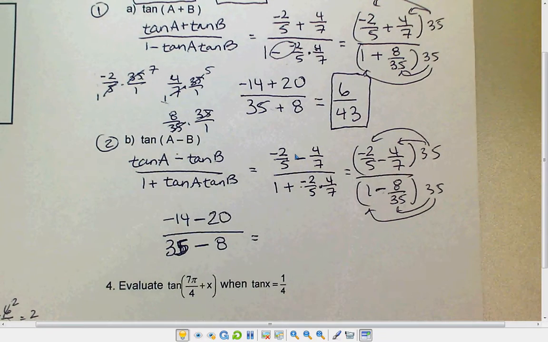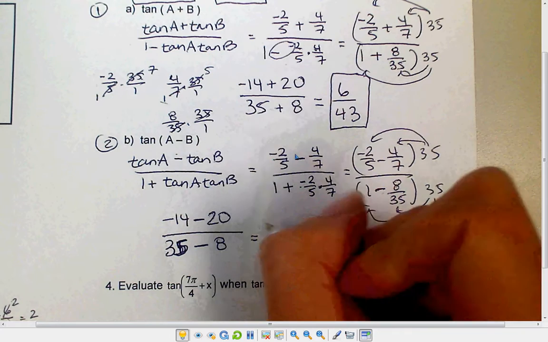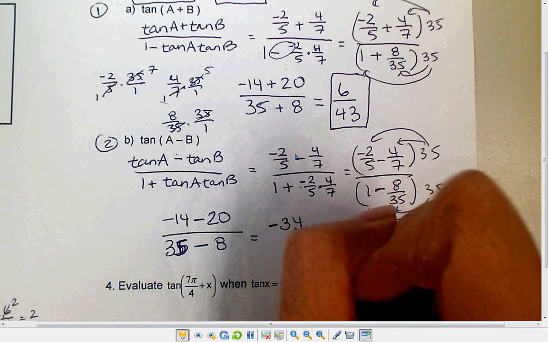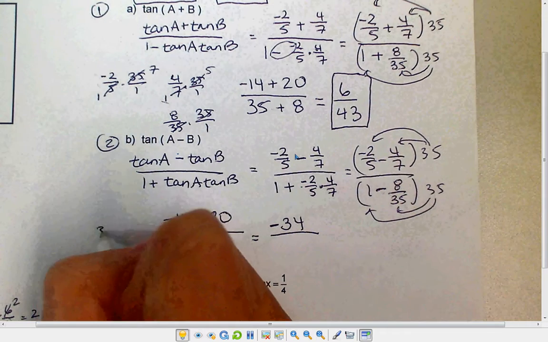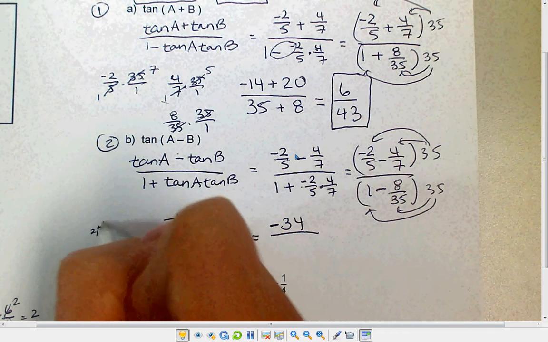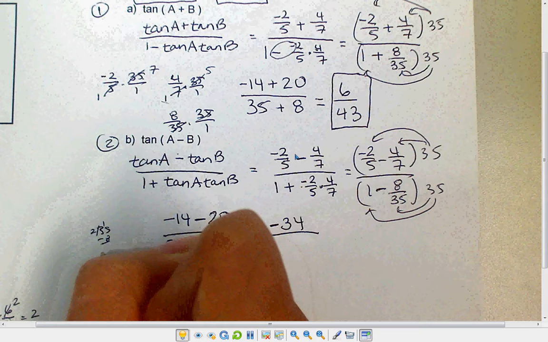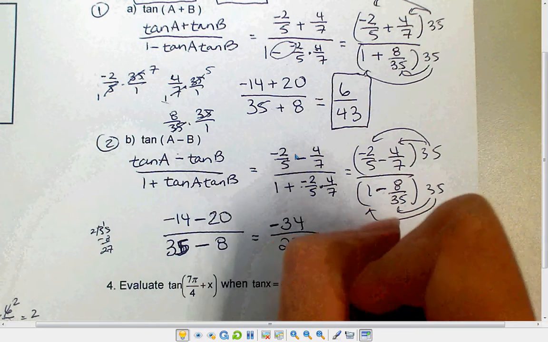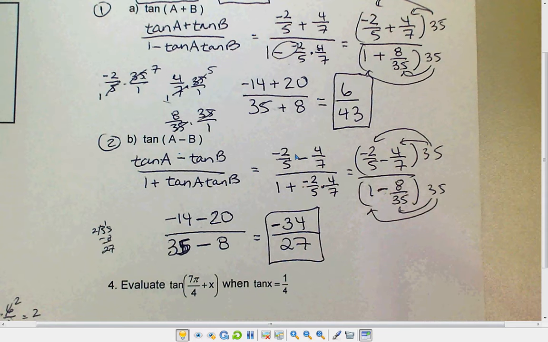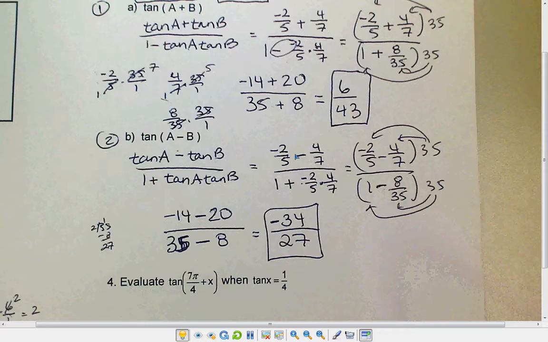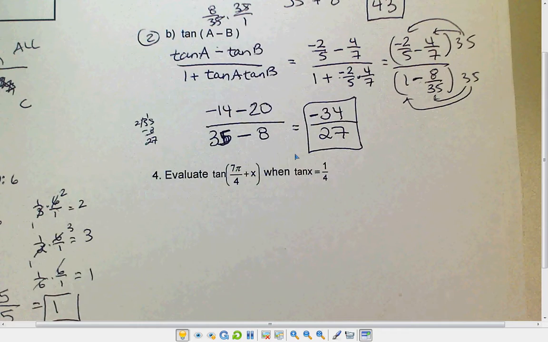So when we simplify this, negative 14 minus 20 gives us negative 34. 35 minus 8 is going to give us 27. And again, we can't simplify that any farther, so we are left with negative 34 over 27. Okay, one last problem.